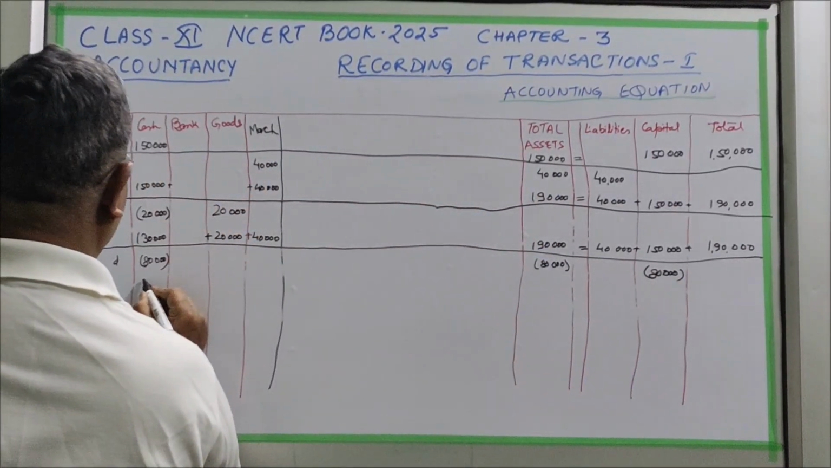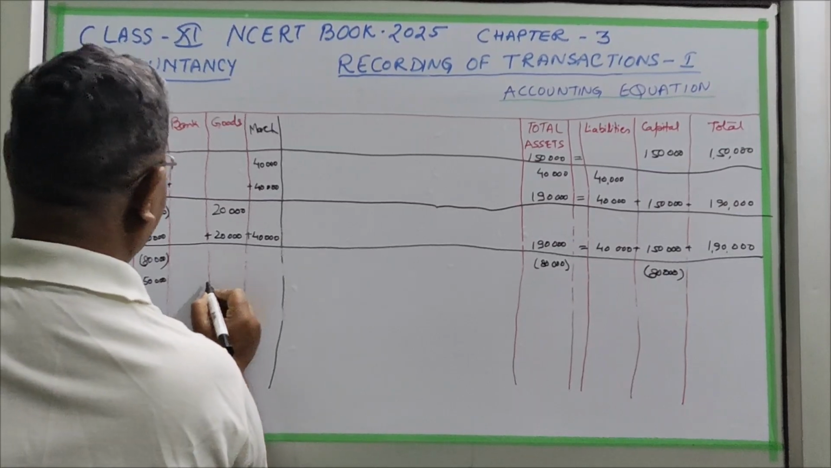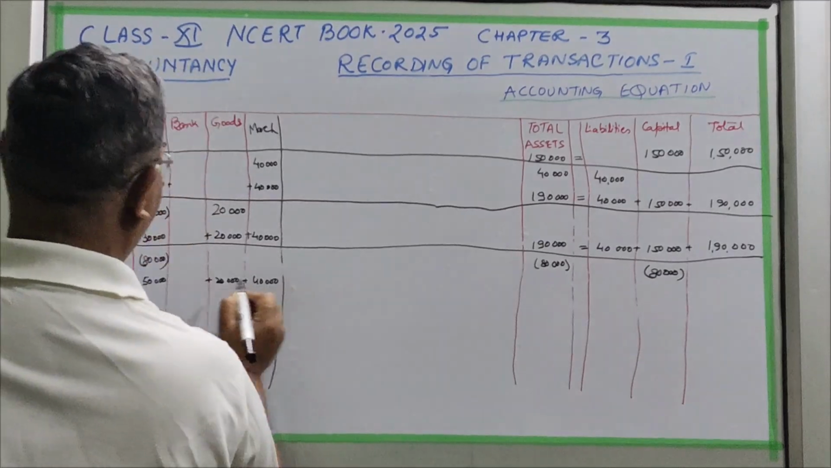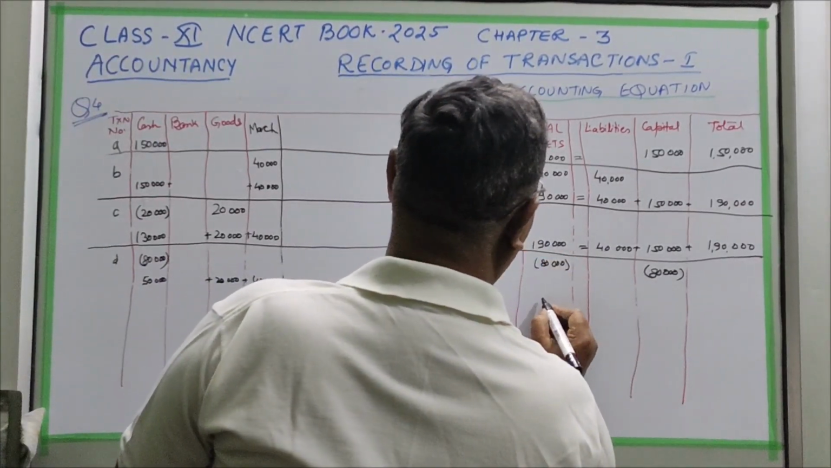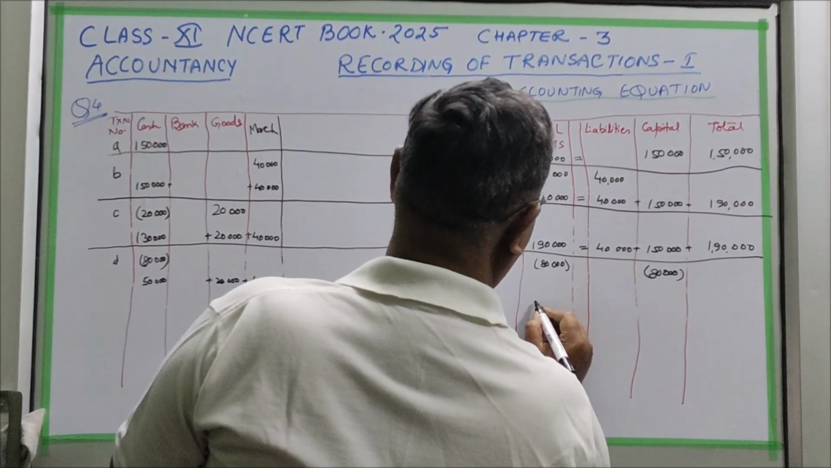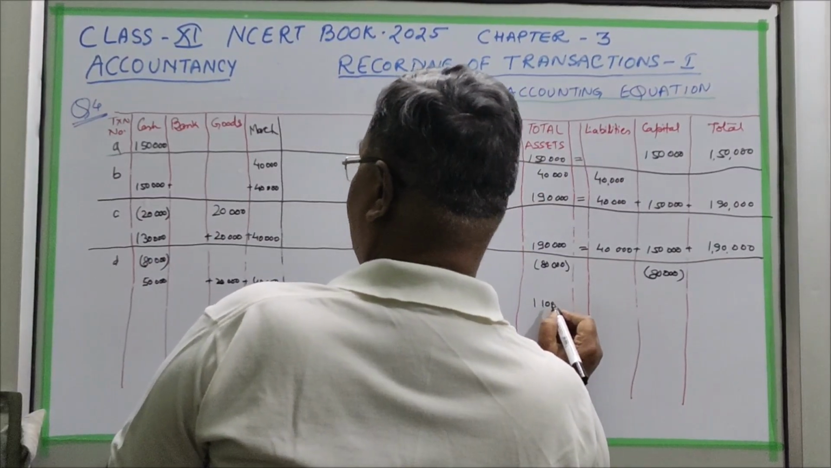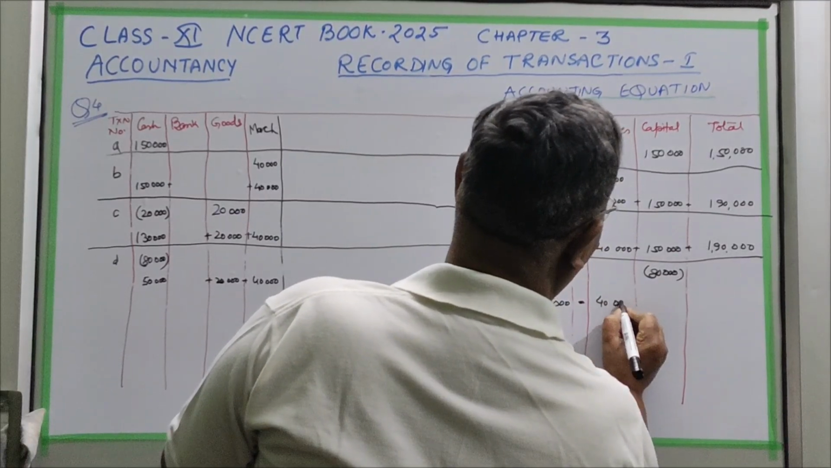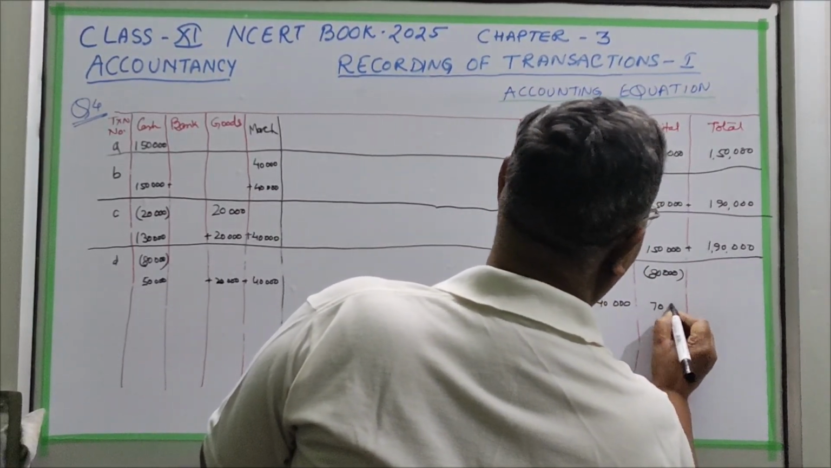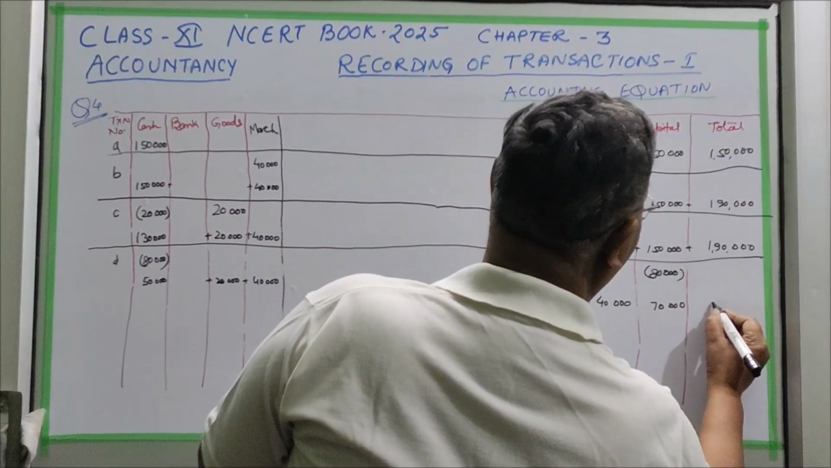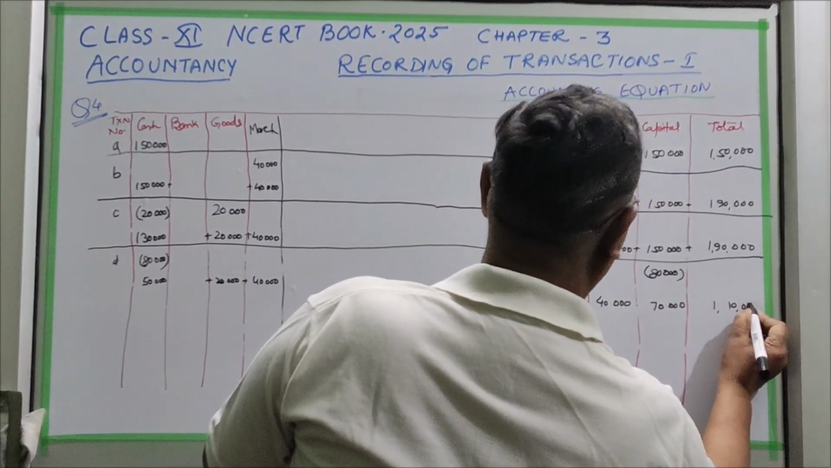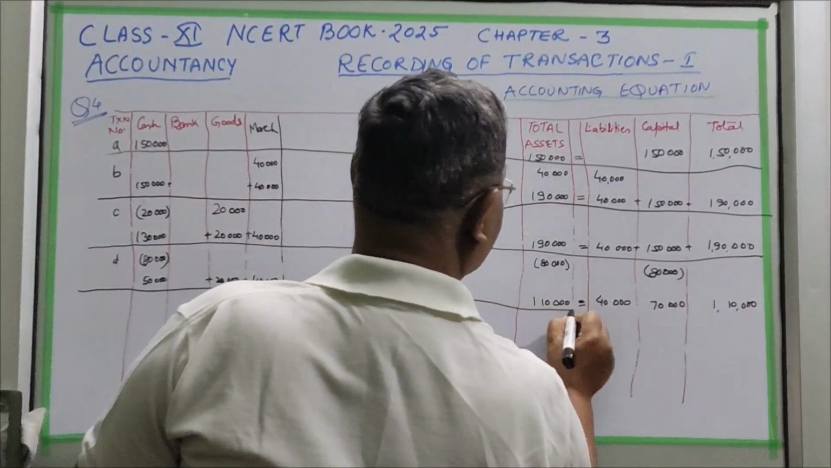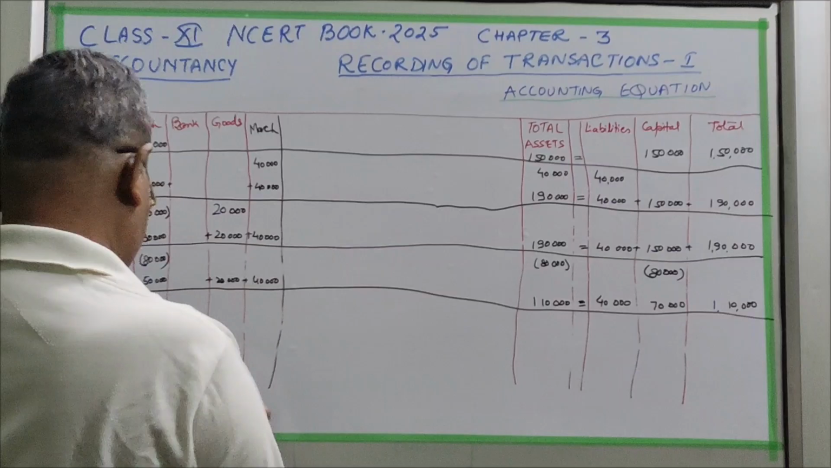So final position after this: cash will be 50,000, goods 20,000 will come here, then 40,000 machinery will come here, and the total will become 1,10,000. Here liability 40,000 will remain, and capital will be 70,000. Now net figure here is 1,10,000, and the position is equal. So like this it is personal use, so no entry in the business, only cash is reduced.